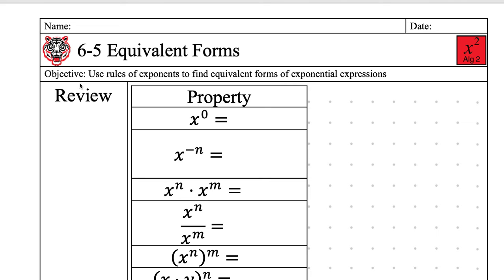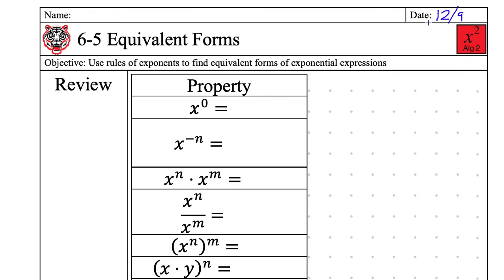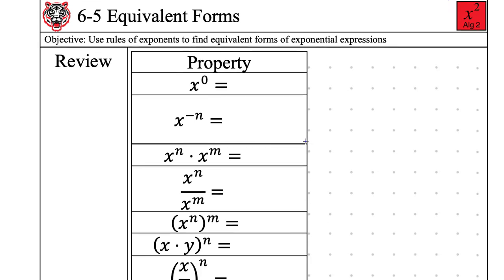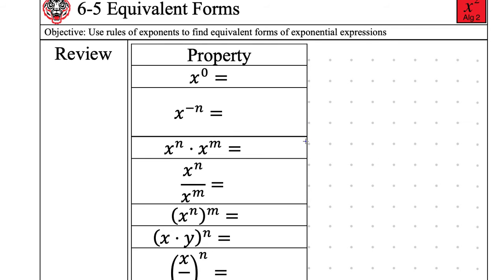All right, so today's date is Monday, December 9th, 2019. Today we're doing equivalent forms of exponential expressions. 12/9, 2019. Okay, so our objective today is to use rules of exponents to find equivalent forms of exponential expressions. Very similar to what we were doing on Friday. I think all of today is purely multiple choice.